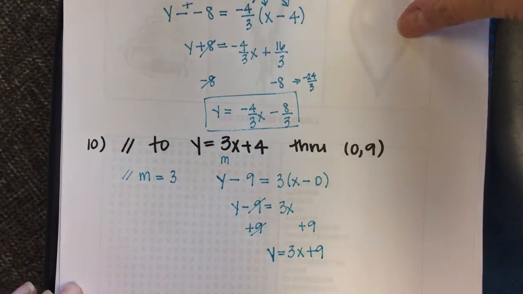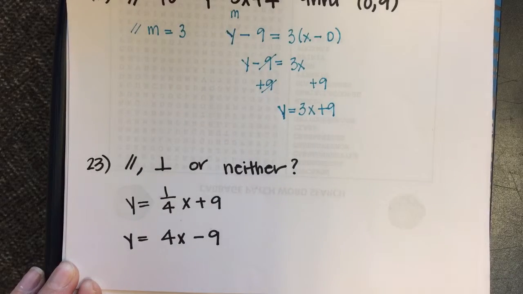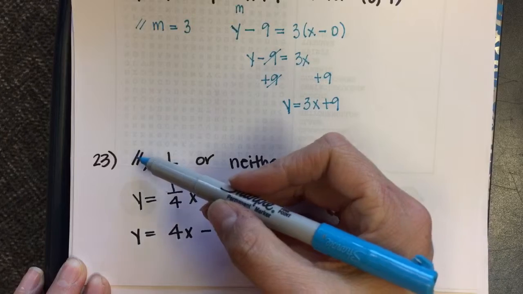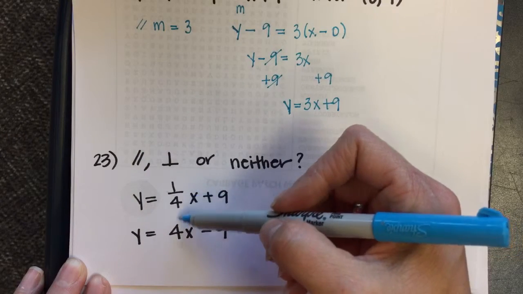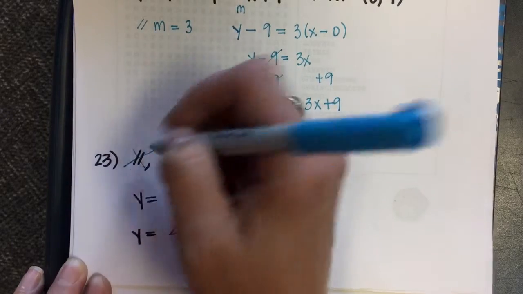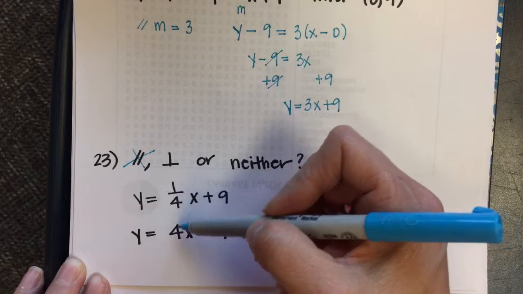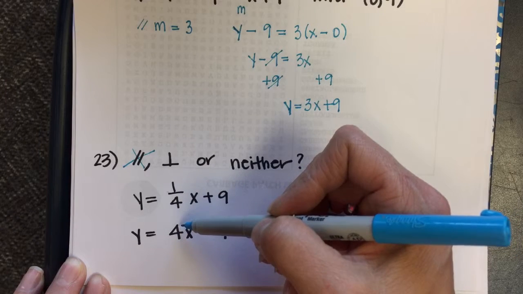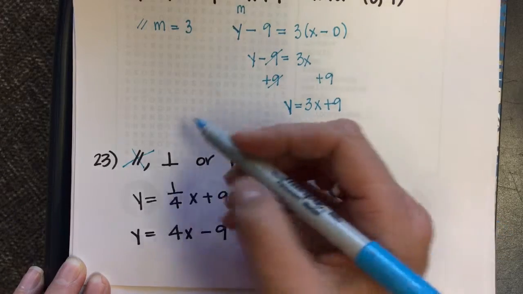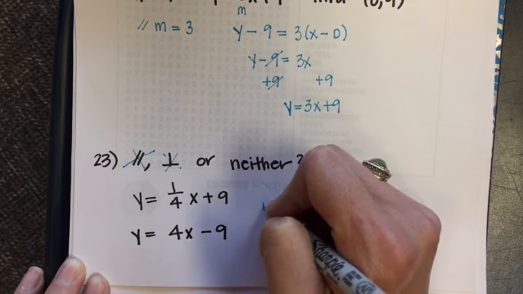And the last example gives you the equation of two lines, and it asks you, are those two lines parallel, perpendicular, or neither? In order to be parallel, the slopes have to be the same. 1/4 does not equal 4, so they are not parallel. In order to be perpendicular, they need to be reciprocals, which they are, but they also have to be opposites. They need to have different signs. These two are both positive, so they are not perpendicular, which means that they must be neither.